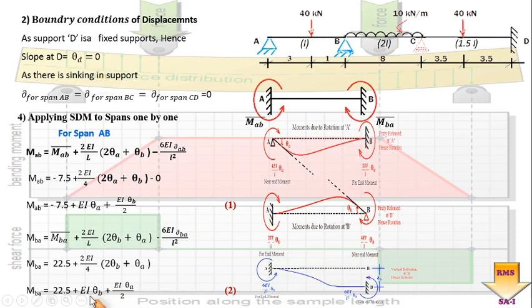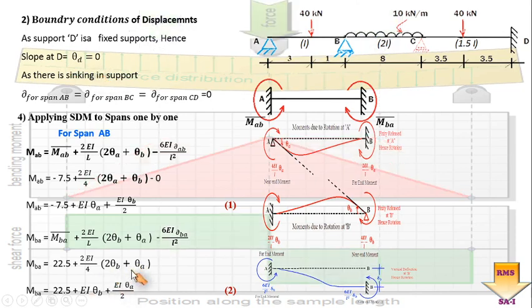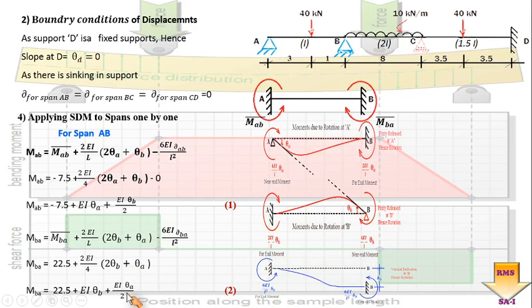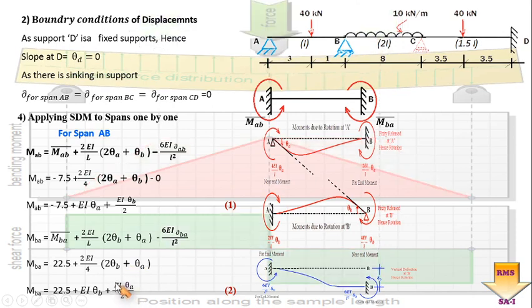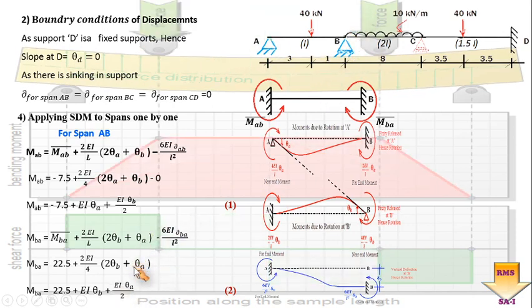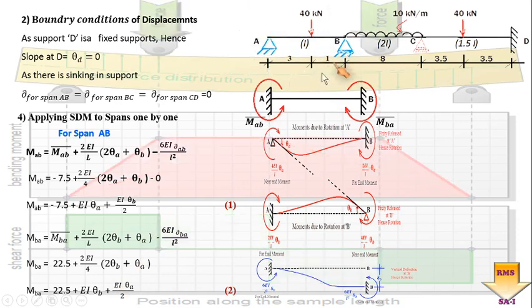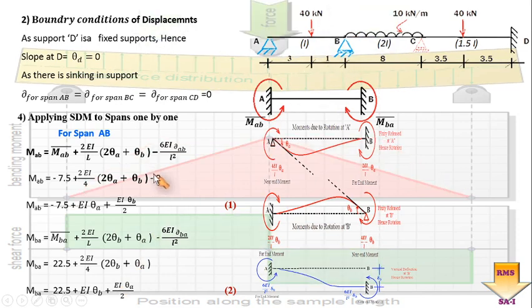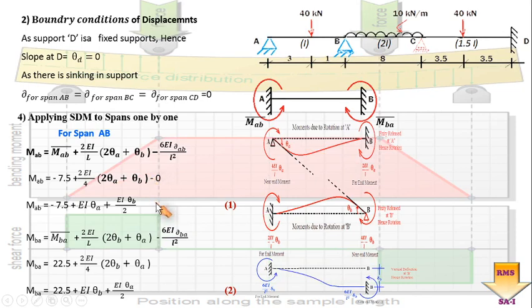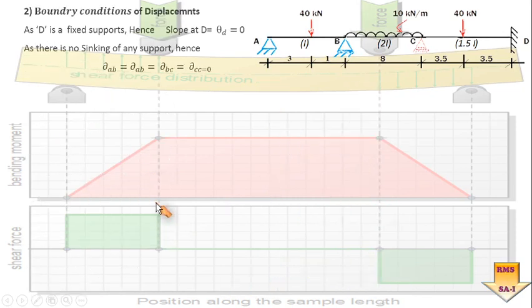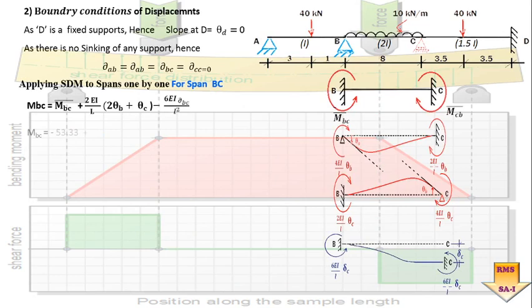Is it okay? So here you can see both the terms are occurring, theta A and theta B, because no fixity of the support was assumed or is available for that particular joint A and B. Is it okay? So this is how we have worked out for span AB. Now let us move ahead and take another span BC.